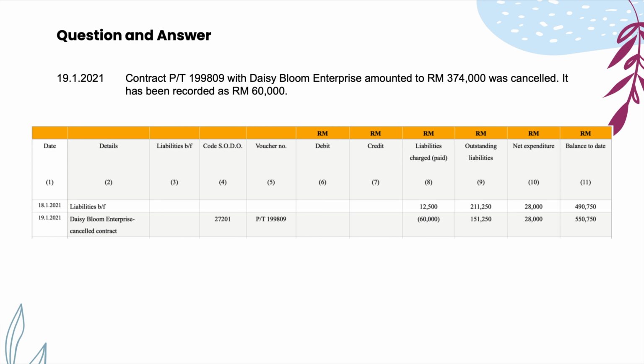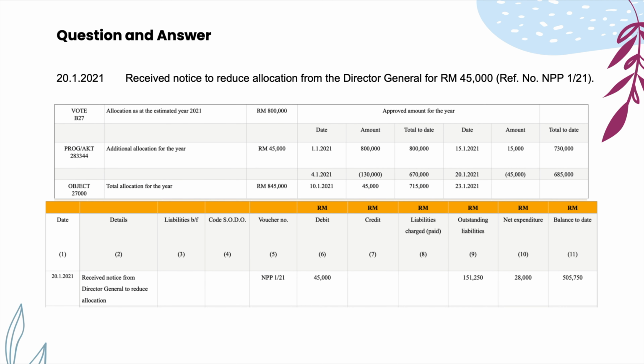Then the outstanding liability is now reduced to 151,250 ringgit, and the balance to date is increasing by 60,000 ringgit. On the 20th January 2021, received notice to reduce allocation from the Director General for 45,000 ringgit, reference number NPP 1/21. We will definitely record 45,000 ringgit as a negative value in Part 2, and in Part 3, we will record 40,000 ringgit at the debit column, and the balance to date is now 546,000 ringgit.